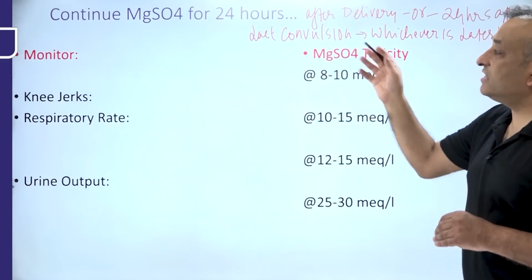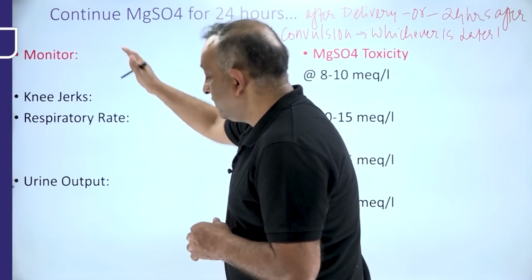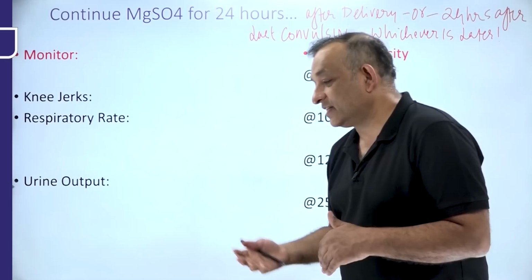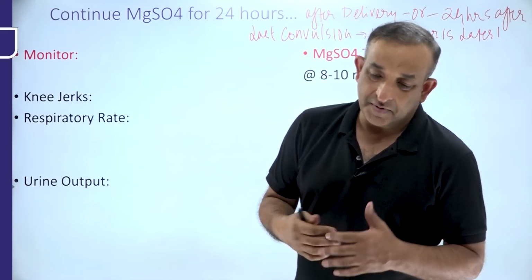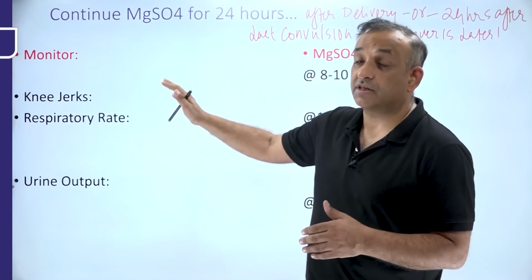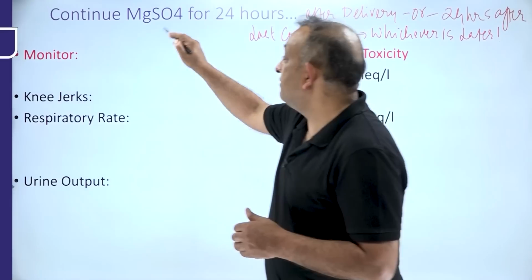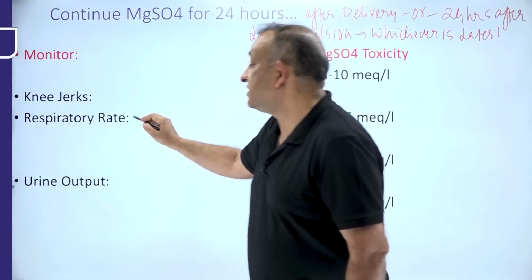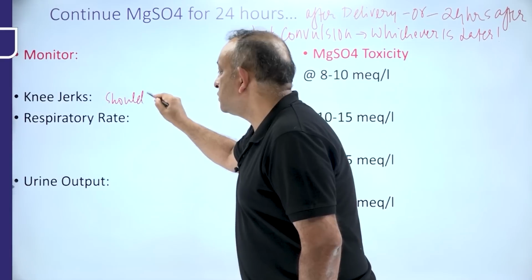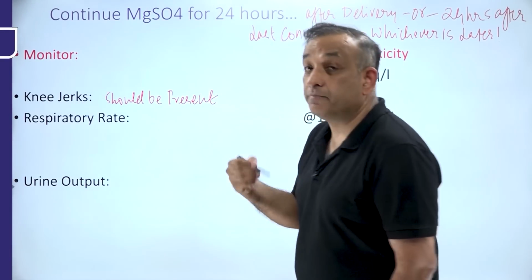Alright, so when you're giving this MgSO4 for 24 hours, the maintenance dose, you must monitor these three. Of course, you should monitor the other parameters also, like the pulse rate of the patient and the blood pressure. All that also has to be monitored. But for giving MgSO4, what is the specific management? That is a very hotshot MCQ in exams. So when you're giving this MgSO4, you must see the knee jerks and the respiratory rate. Knee jerks should be present. At least minimally they should be present.